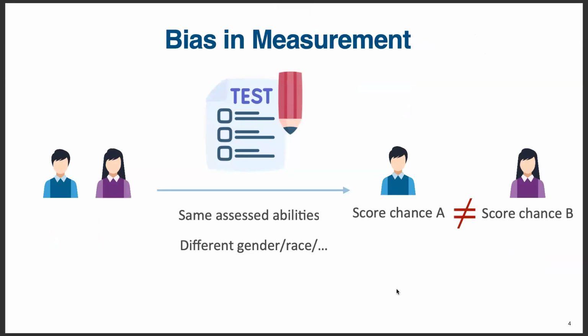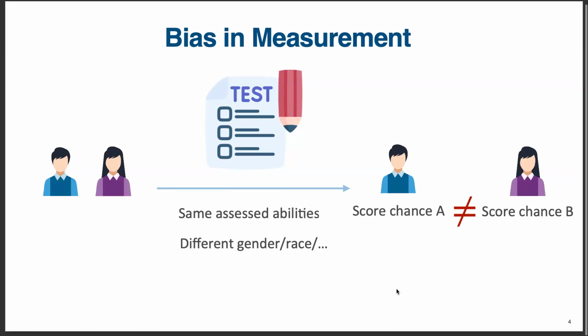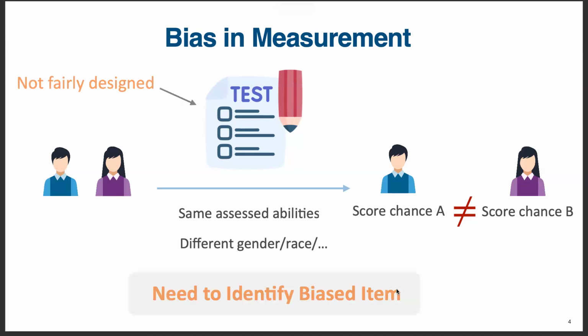And in other words, if for a question, students with the same ability have different chances of getting this question correct, maybe depending on gender or other risk factors, then we call this a bias in the measurement. And for such questions or items, we call them biased items, okay? So if there exist such questions, then we say this test is not fairly designed, okay? That's the fairness we are referring to here. And our goal of this work is to use a statistical method to identify those biased items in this education testing setting.